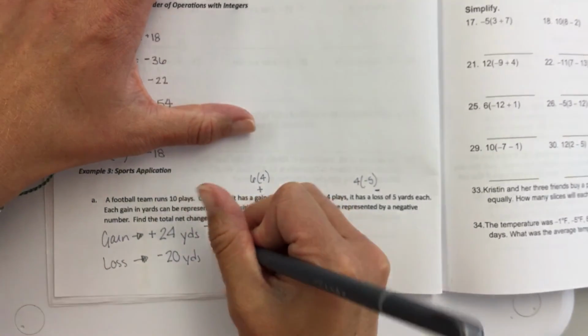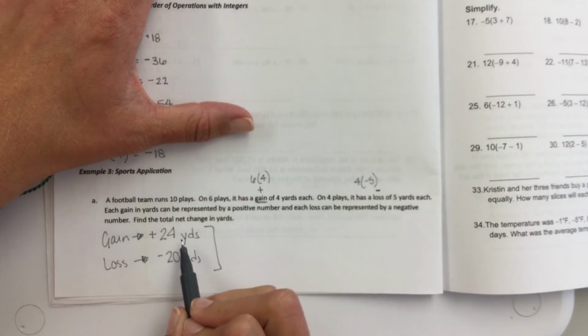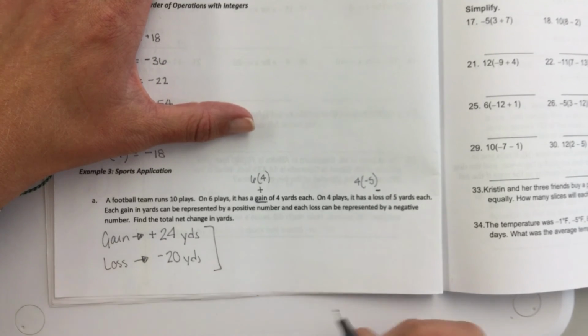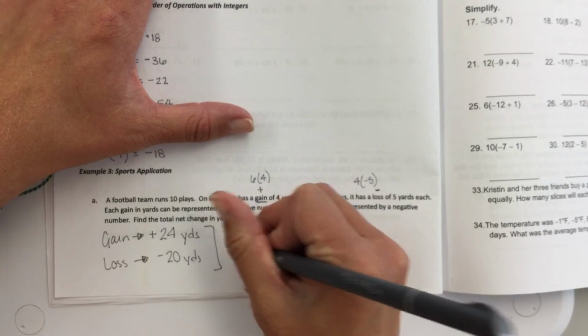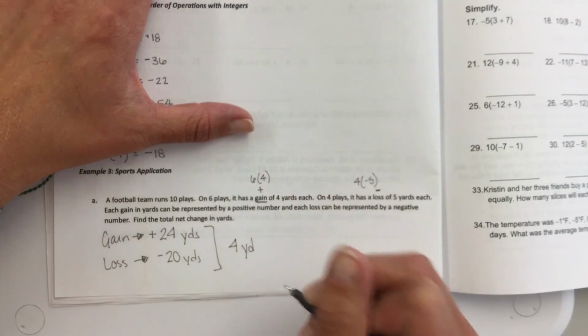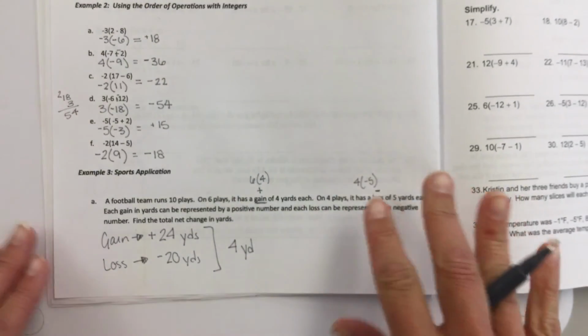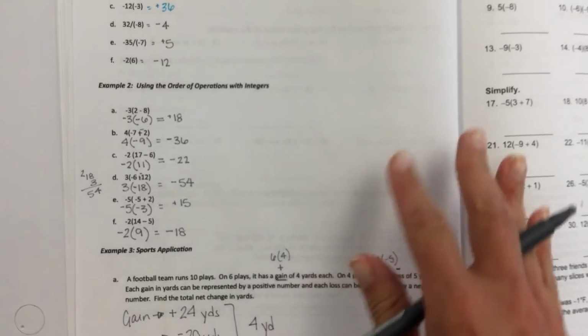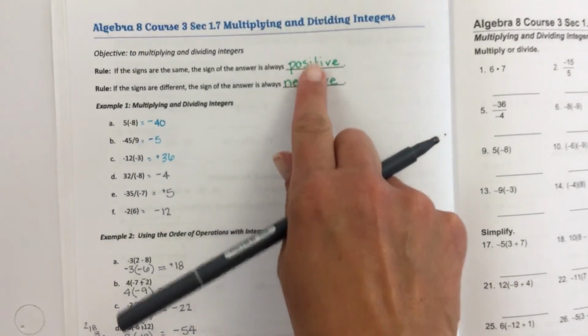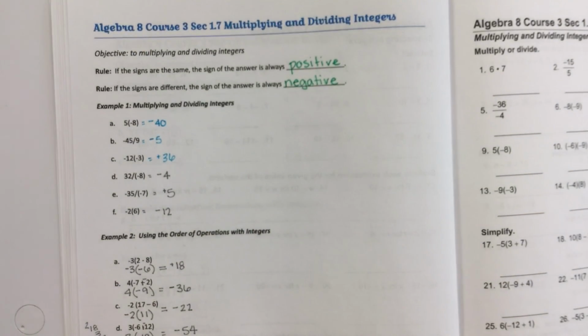So if we would combine these two, I have 24 positive, 20 negative. That would only leave me with 4 yards to gain. So I know that it's tricky because we're combining both. Just make sure you are diligent. Keep talking to yourself through the problems and show your work.